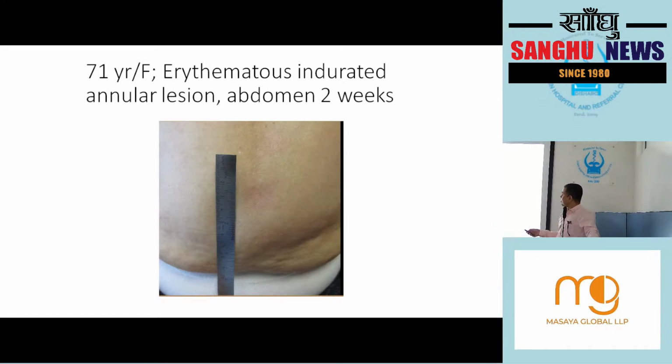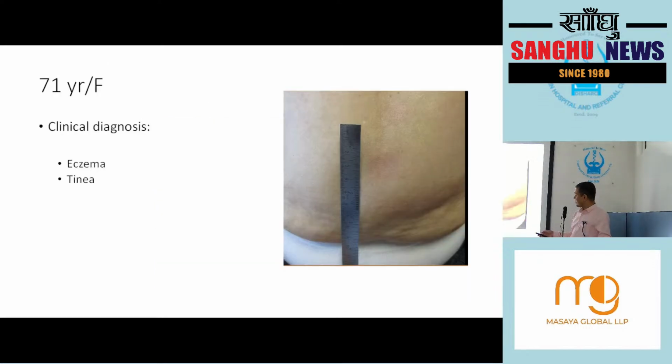A 71-year-old female, there is some lesion. The dermatologist says there is some lesion. MRI and CT scan say there is some lesion, and I personally doubt it. I say there is nothing. Looks a little bit erythematous. And what is the diagnosis? The dermatologist residents gave me two diagnoses: eczema and tinea.